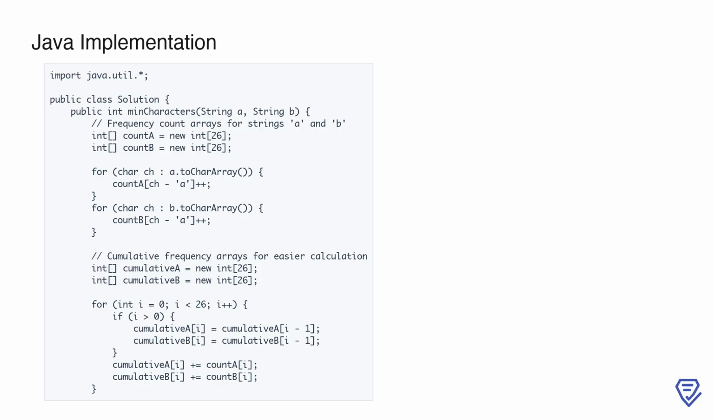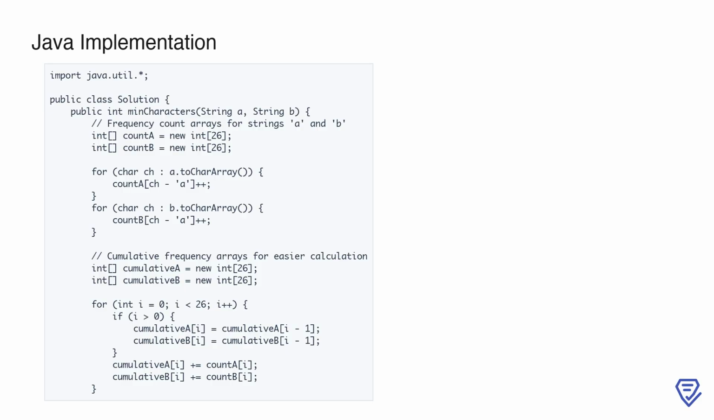First, we initialize two frequency count arrays, count A and count B, each of size 26 to represent the 26 lowercase letters. These arrays will store the character frequencies for strings A and B. We populate these arrays by iterating over each character in A and B and incrementing the corresponding index based on the character's position in the alphabet.